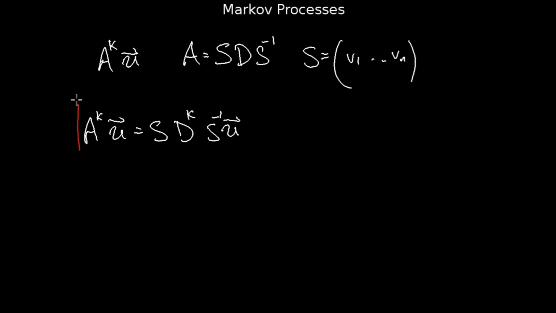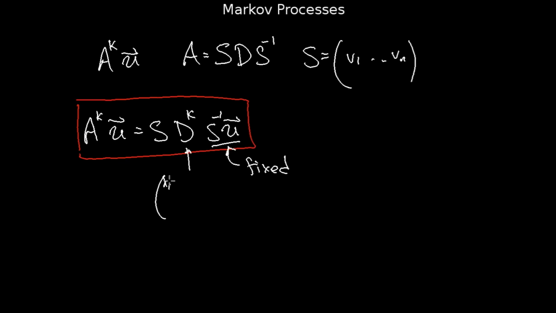Okay, so this is the key formula. And observe that this vector here is fixed. You just compute S inverse u once, and then this is the thing that's varying with k. You get lambda_1 to the k, up to lambda_n to the k. And then S, of course, at the end you multiply it by that once. And one of the important things is going to be what happens as k goes to infinity. And what's important is the size of the lambda_i's.